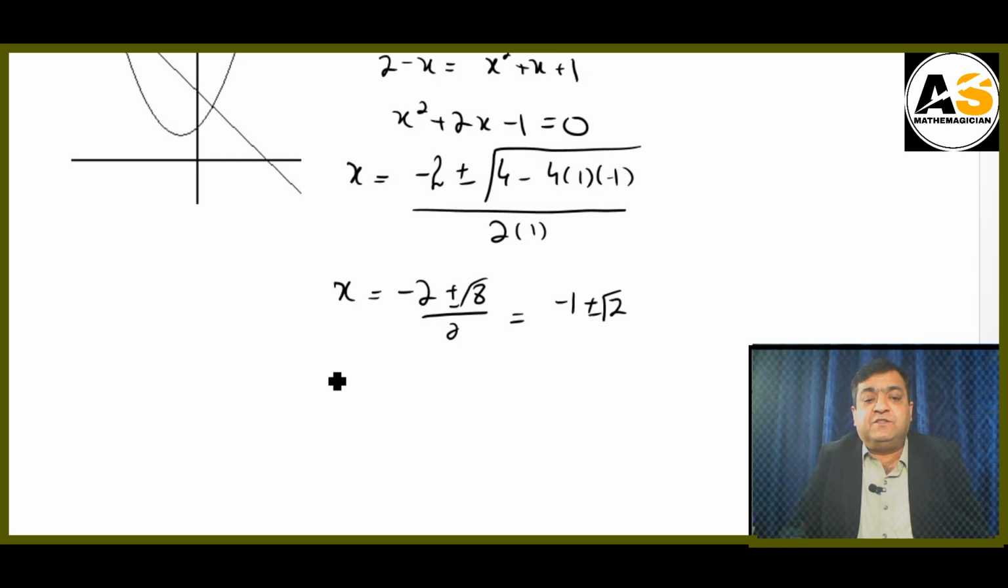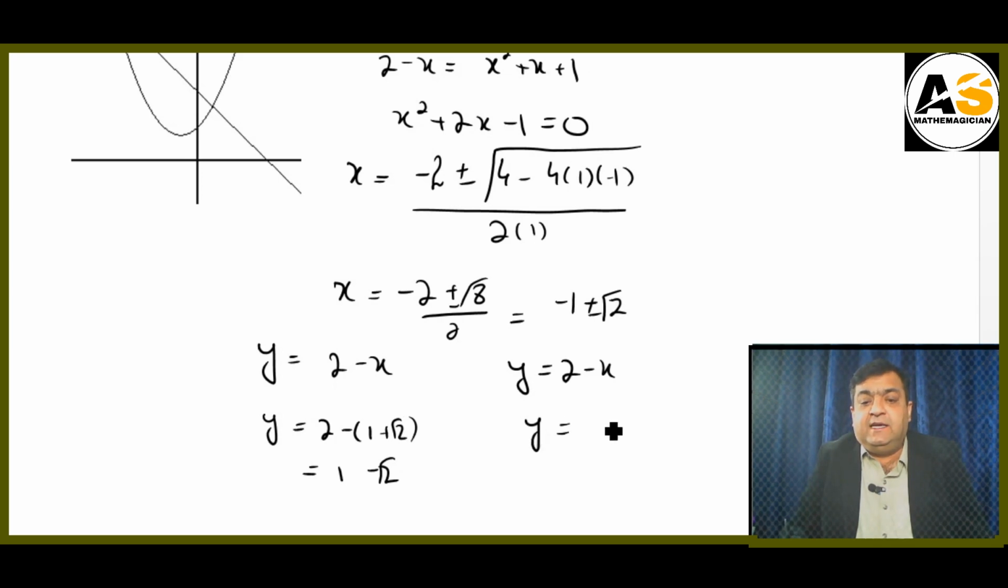When I put these values in the linear equation y is equal to 2 minus x, I will get y is equal to 2 minus 1 plus under root 2, which will give me 1 minus under root 2. And on the second hand, it will be y is 2 minus minus 1 minus under root 2. This is actually minus 1, so this will be 3 minus under root 2. Over here, this will be 3 plus under root 2.